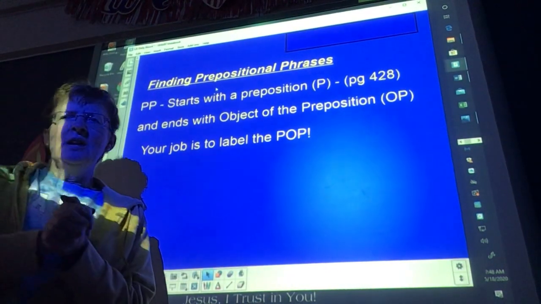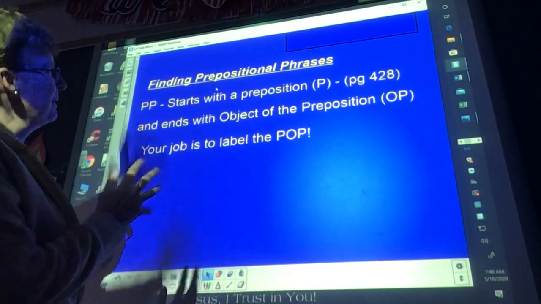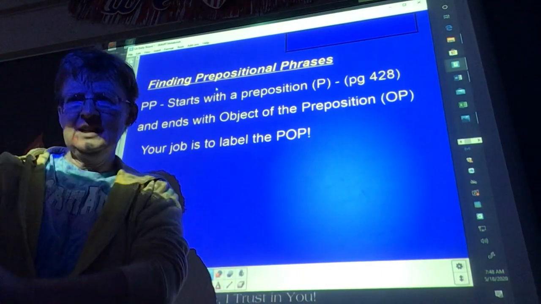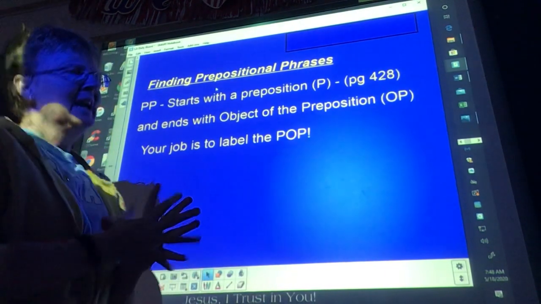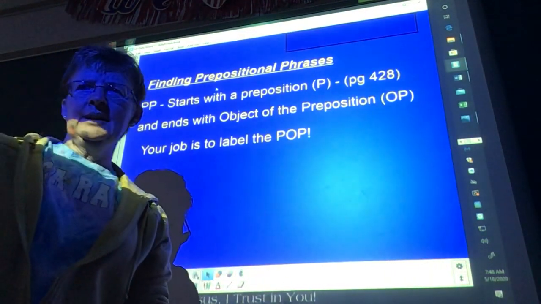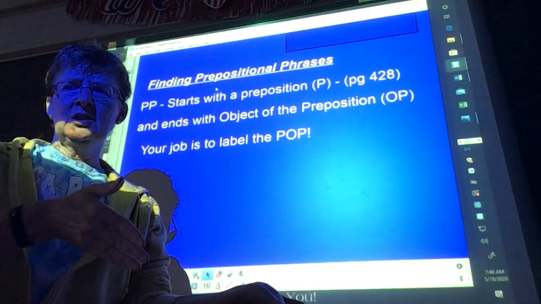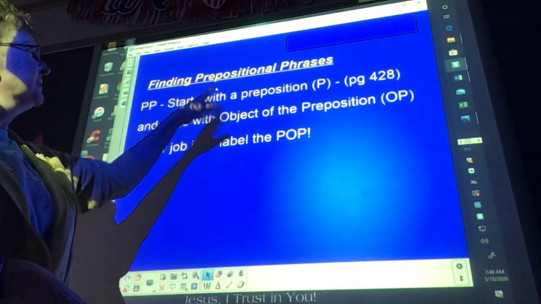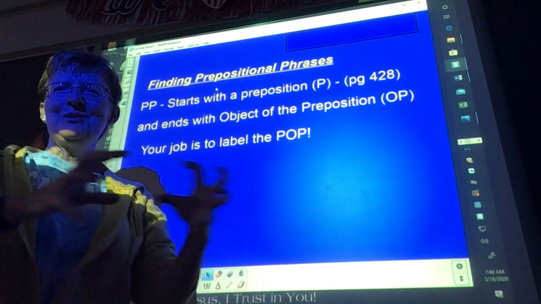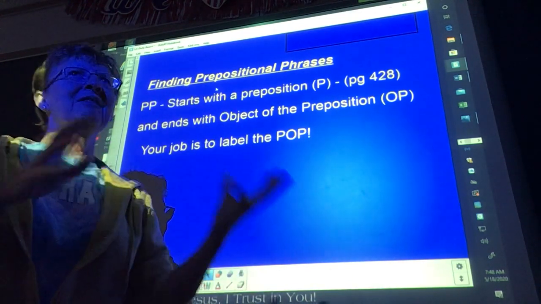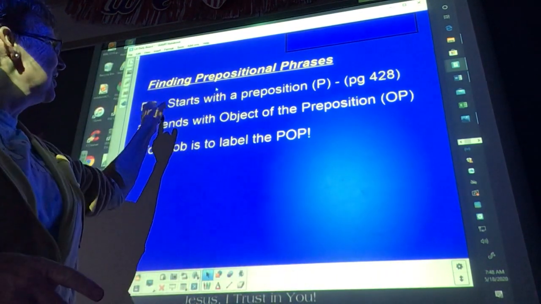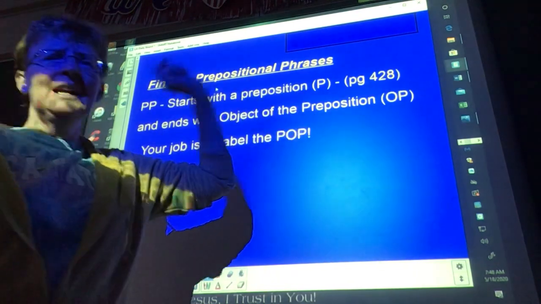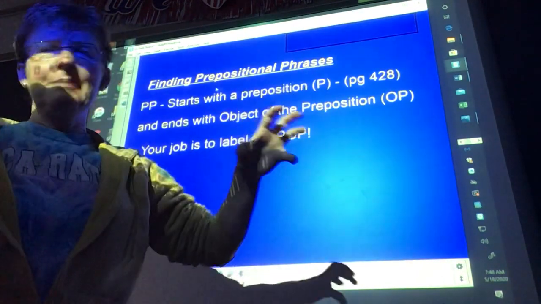Okay, hi sixth graders. We're gonna learn about prepositional phrases in language arts today. In our last language arts work, we found prepositions. That's where you need to start when you find a prepositional phrase, because every prepositional phrase starts with a preposition. We're gonna call that P, preposition.